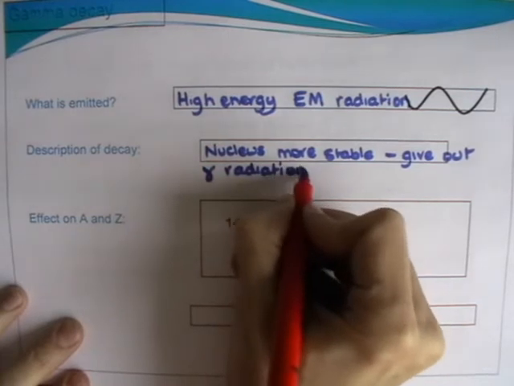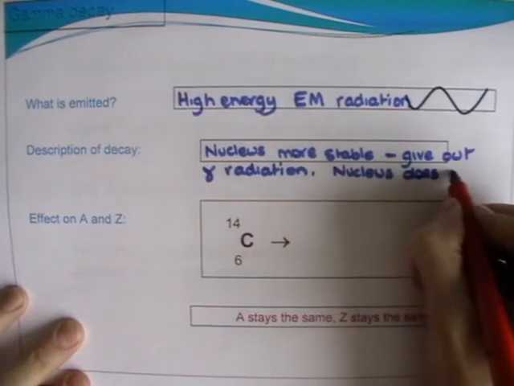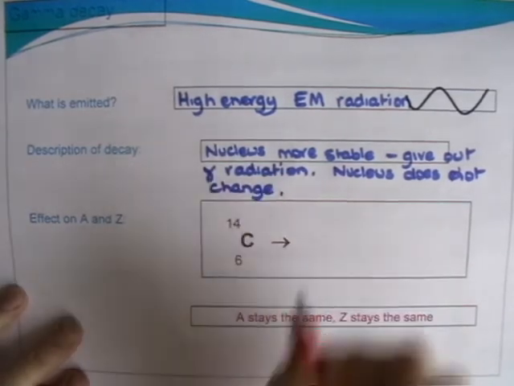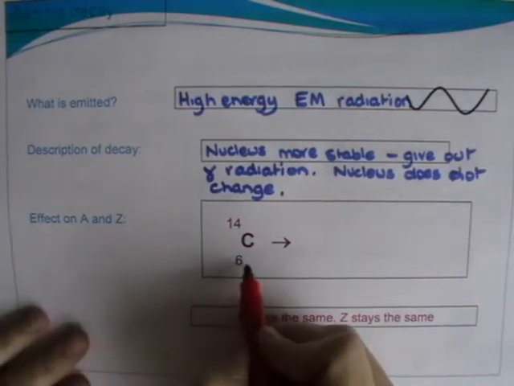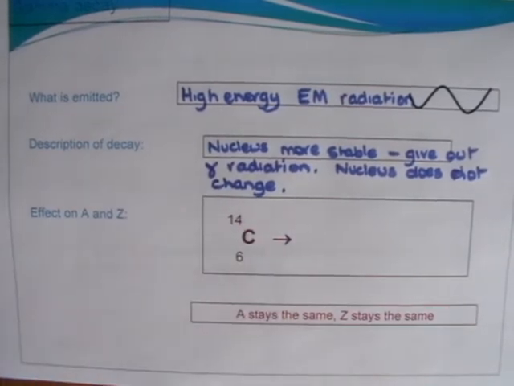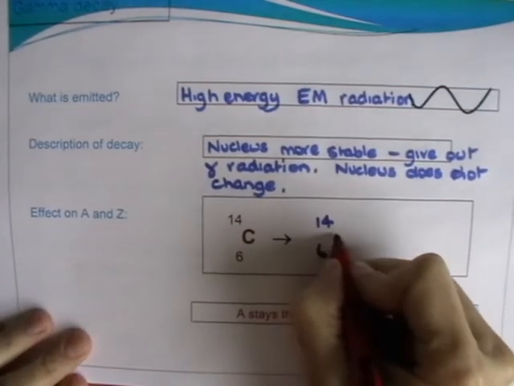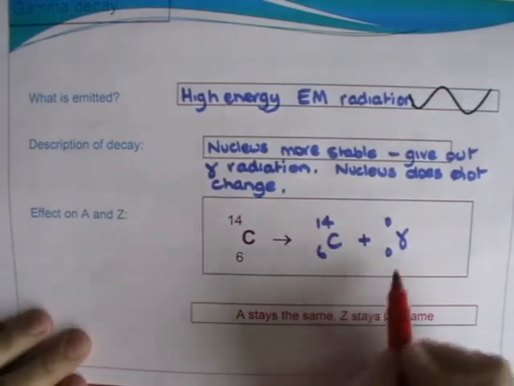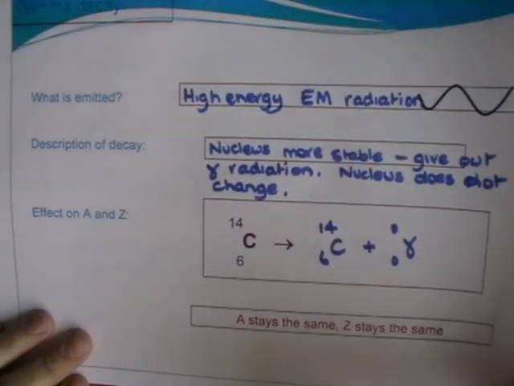Now, it doesn't change. The nucleus does not change into another atom. So be aware of that. The nucleus doesn't change. Effect on A and Z and a description. Now, this is probably quite unrealistic, but if you had carbon-14 and it was quite unstable, it would then decay to give you gamma radiation, but nothing about the carbon would change because the numbers on the gamma are 0 and 0. So 0 plus 14 gives you 14, 0 plus 6 gives you 6. So A stays the same and Z also stays the same.